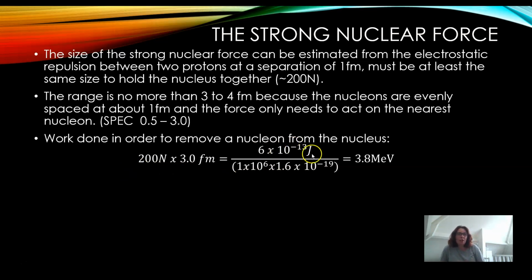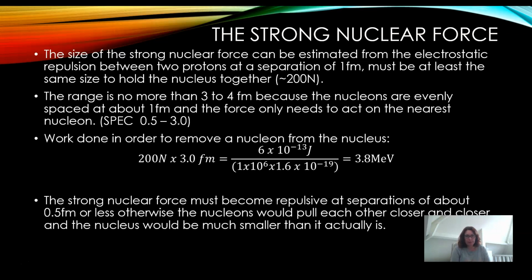That gives me an energy of 6 times 10 to the minus 13 joules. And then I've converted that to mega electron volts by dividing by 1 times 10 to the 6 for the mega and 1.6 times 10 to the minus 19. So you need about 3.8 mega electron volts to remove a nucleon from the nucleus.